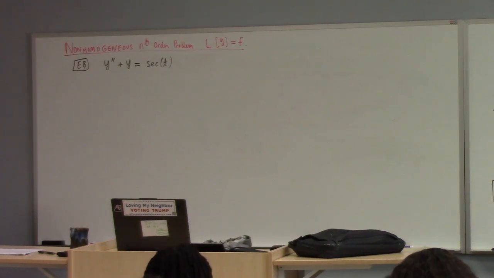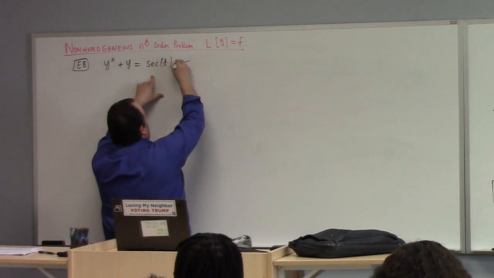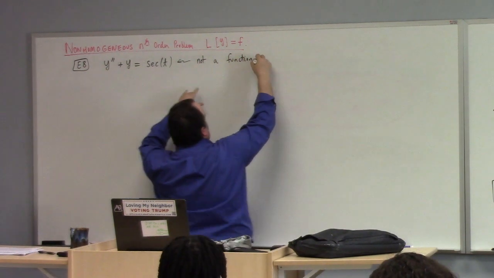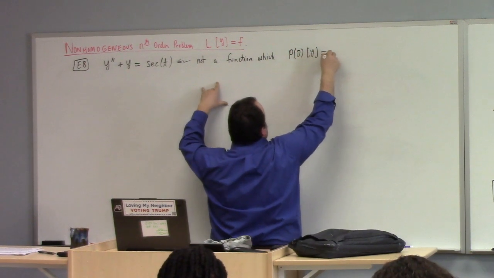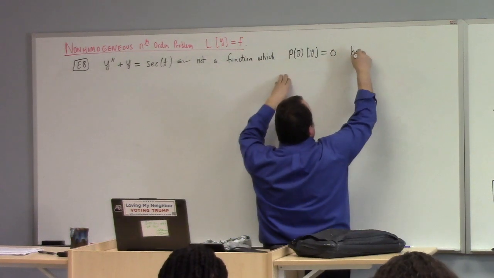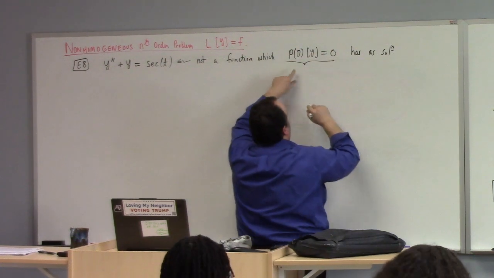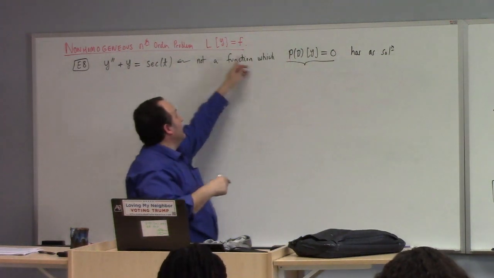Why is that? The reason is that the forcing function here does not appear in the solution set of the constant coefficient problem. This is not a function which P of D has as a solution. If we think about where this is, constant coefficients, like we did at the start of class, the thing I just erased up here.